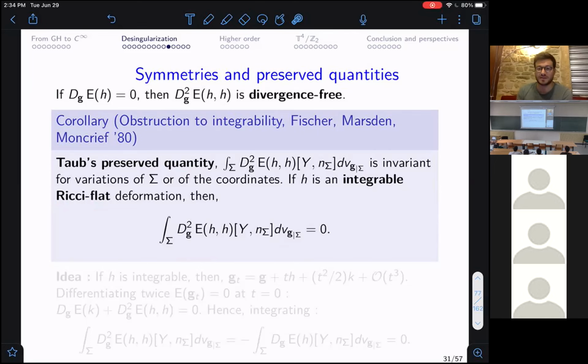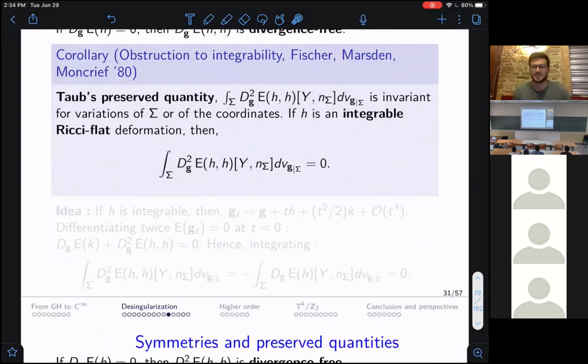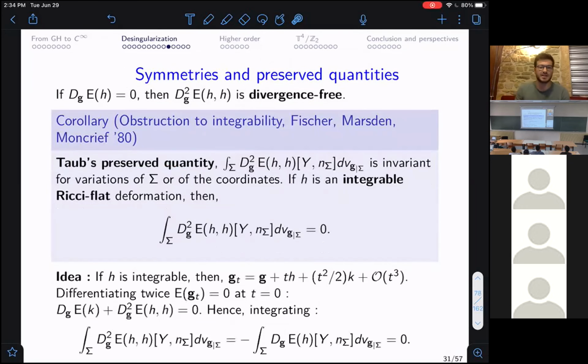And this vanishing is not always satisfied. There are obstructions to integrability, and there are exactly these ones. So there is a beautiful result by Fischer, Marsden, Moncrief, and you should add Judith Arms as well in this list of names. And these are the only obstructions to integrability of Lorentzian Ricci flat metrics. So if you have a Lorentzian Ricci flat metric, and if you take an infinitesimal deformation which satisfies this equality, then there is an actual curve of Einstein metrics. That's an amazing result. But it uses a lot of the hyperbolic nature of the Einstein equation in Lorentzian settings. So we cannot do it in the Riemannian setting so easily.